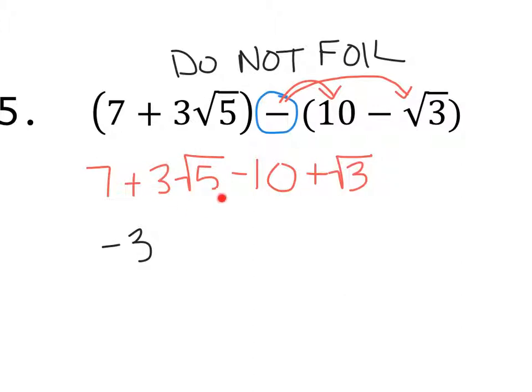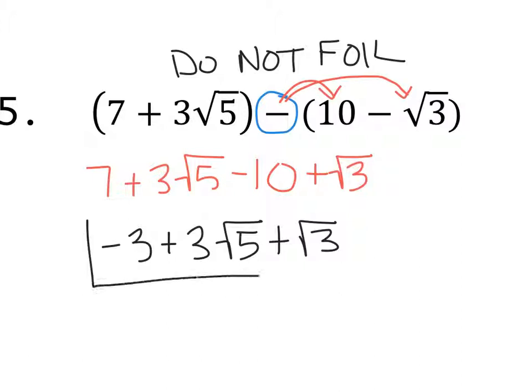Now this 3 square root of 5, do I have another radical that has a 5 underneath it? No. So it'll just be 3 square root of 5. And then lastly, square root of 3. Do I have anything with the square root of 3? Nope. So it'll just be plus square root of 3. So just look at it as adding or subtracting like terms. And that'll be our final answer.